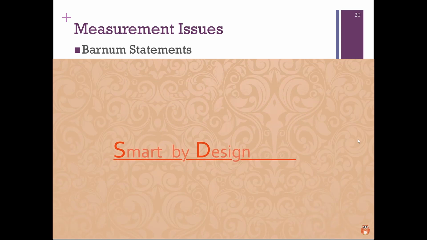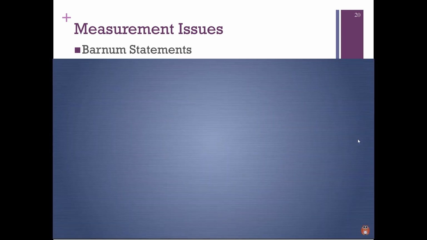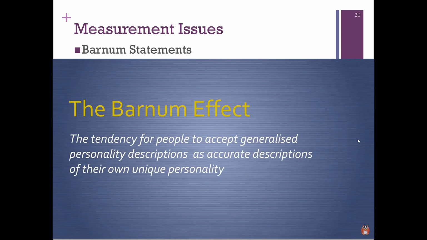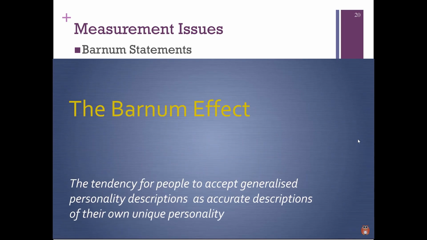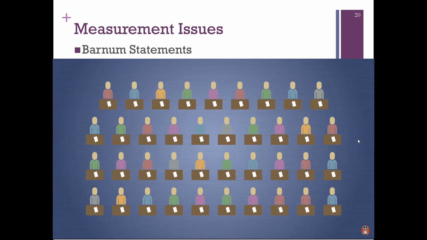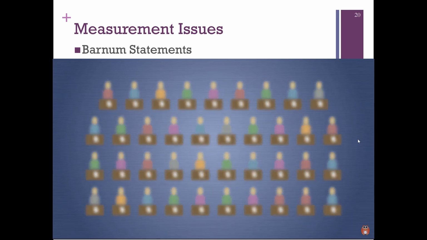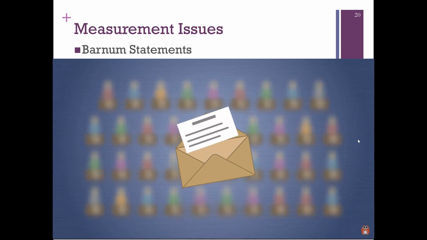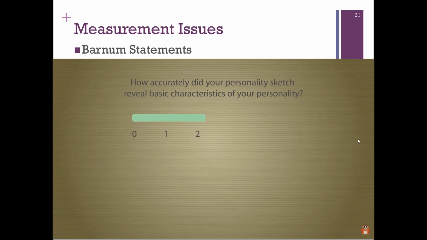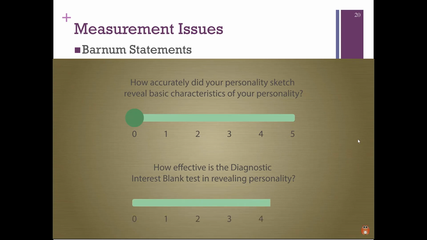The Barnum effect describes the tendency for people to accept generalized personality descriptions as accurate descriptions of their own unique personality. In a famous experiment, psychologist Bertram Forer asked 39 of his students to take the Diagnostic Interest Blank test. Following the test, each student received an individual personality sketch based on their test results, and were asked to rate on a scale of 0 to 5 how accurately it revealed basic characteristics of their personality. They were also asked to rate how effective they thought the test was in revealing personality.